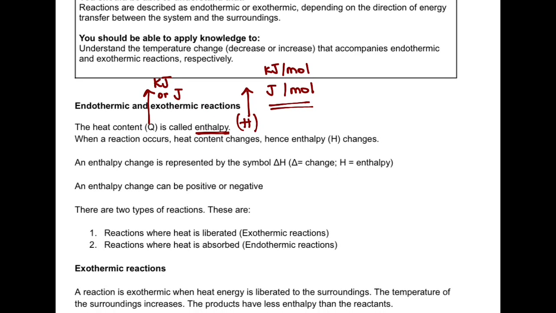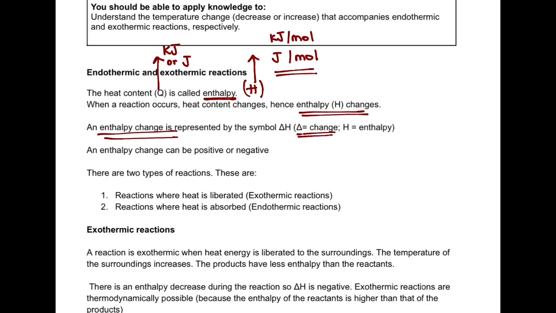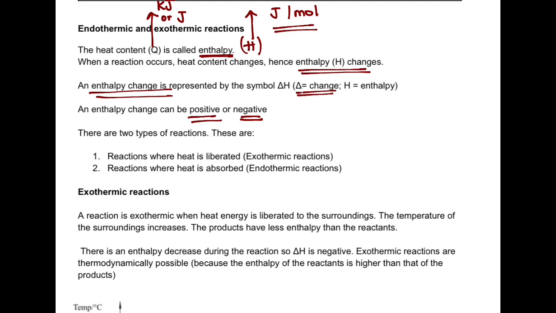Now, when a reaction occurs, heat content will change. When heat content changes, enthalpy changes. And in science, change is denoted by delta. So delta H is enthalpy change. And an enthalpy change can be positive or negative. And there are two types of reactions. When heat is liberated, you have exothermic reactions, and during exothermic reactions, delta H is negative. And when heat is absorbed, that is endothermic reactions, delta H is positive.